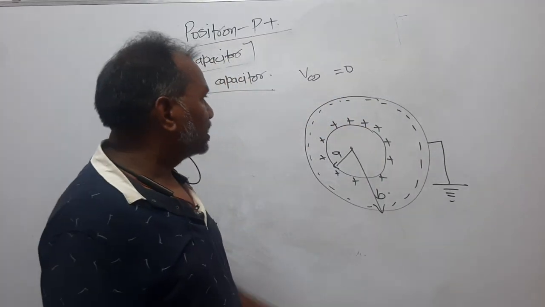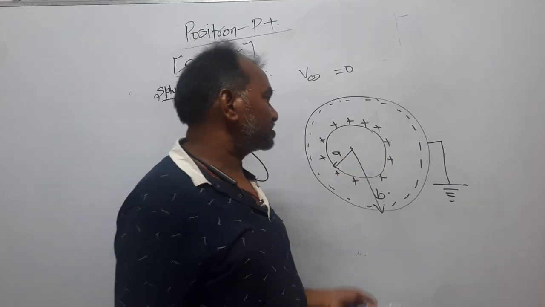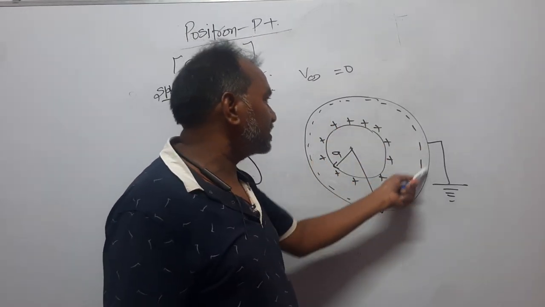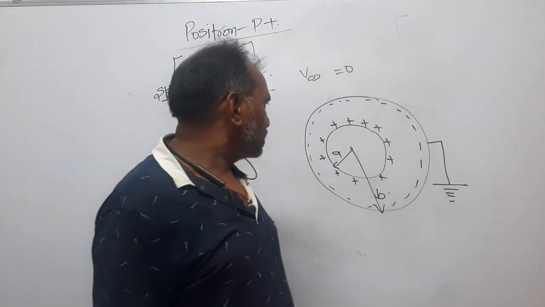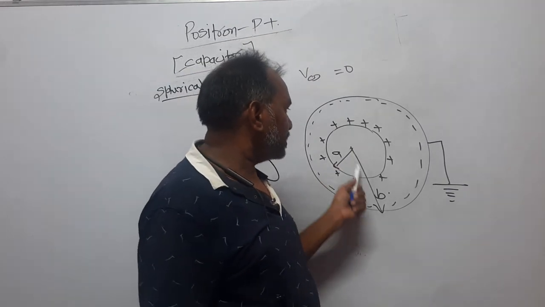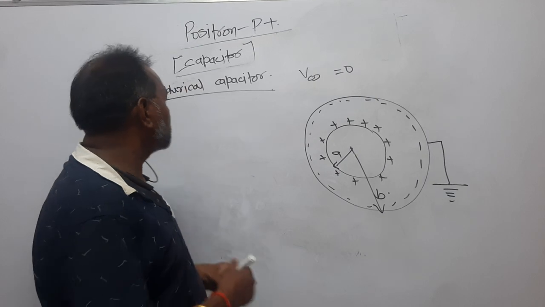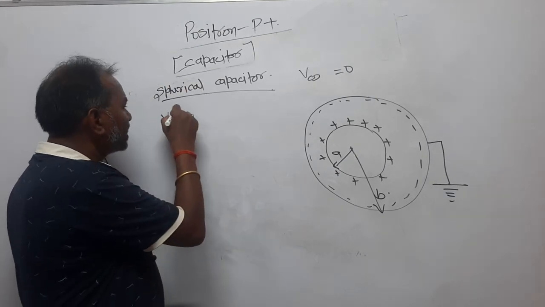Now, dear students, here is a positively charged sphere. This is the negatively charged sphere. The outer part has been grounded. Let this one have the radius A and this one have the radius B. Then the potential difference will be the net potential.